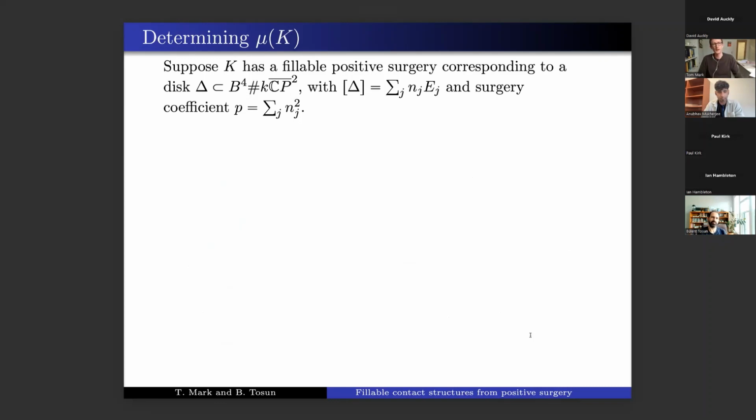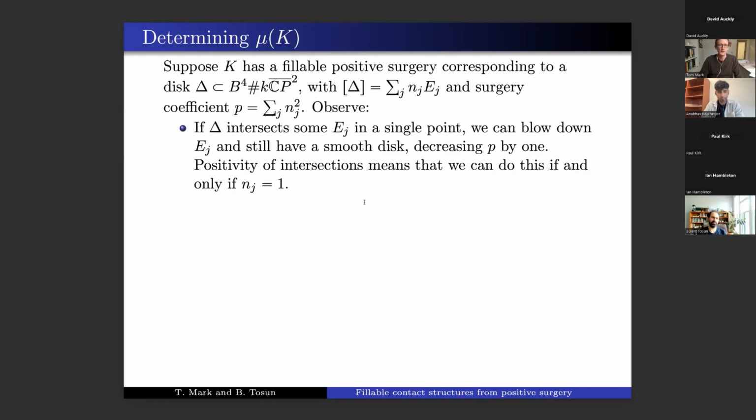Okay, well, suppose you have a fillable surgery and that corresponds to some disk. That filling is like the complement of this disk. The disk is a linear combination of the exceptional curves with the surgery coefficients and some of the squares of the coefficients. Before, we took the smooth disk and blew it up, but in principle, if you have a disk that intersects one of the exceptional curves in a single point, you can blow it back down, and that'll decrease the surgery coefficient by 1.